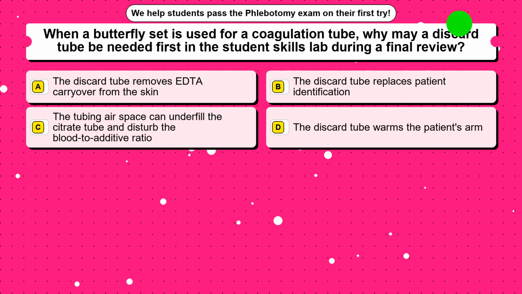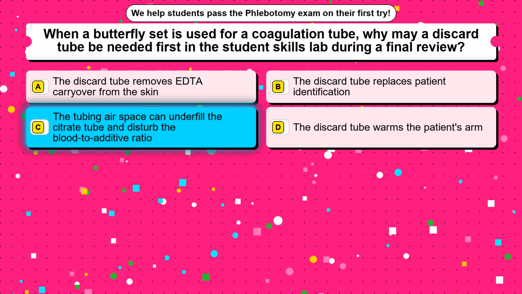Question 19. When a butterfly set is used for a coagulation tube, why may a discard tube be needed first in the student skills lab during a final review? Option A. The discard tube removes EDTA carryover from the skin. Option B. The discard tube replaces patient identification. Option C. The tubing airspace can underfill the citrate tube and disturb the blood to additive ratio. Option D. The discard tube warms the patient's arm.